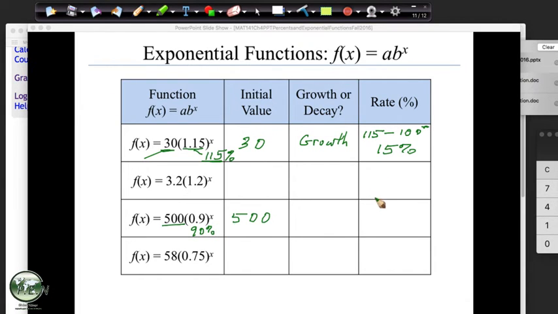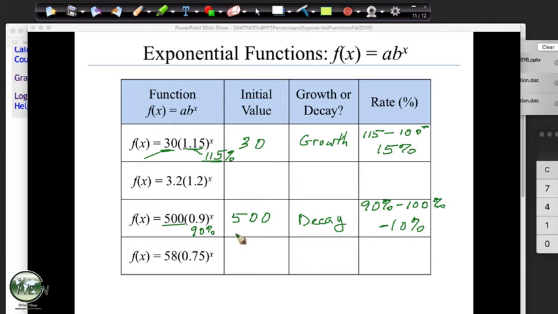Okay. If we take 90%, and remember, to get there, we had to add 100. We subtract off 100. What do we get? We get a negative 10%. So we call it a 10% decay. We're losing it, and then we don't use the negative. But that's where the negative comes in: we take the rate minus 100. That's where we're going to see it's a decay.